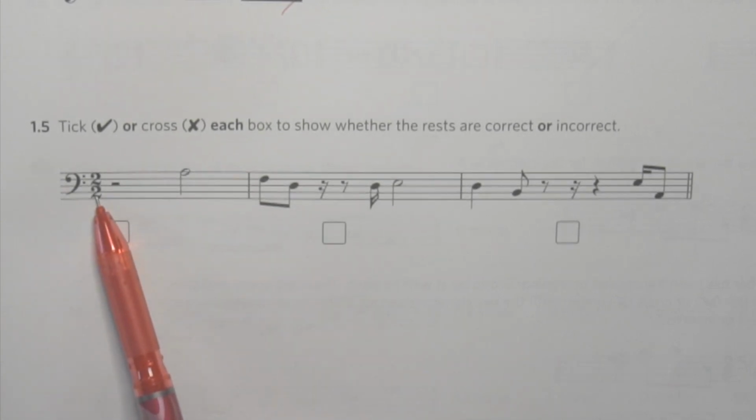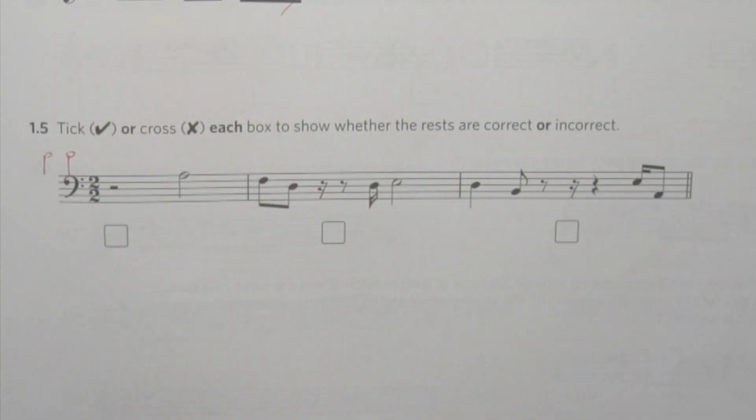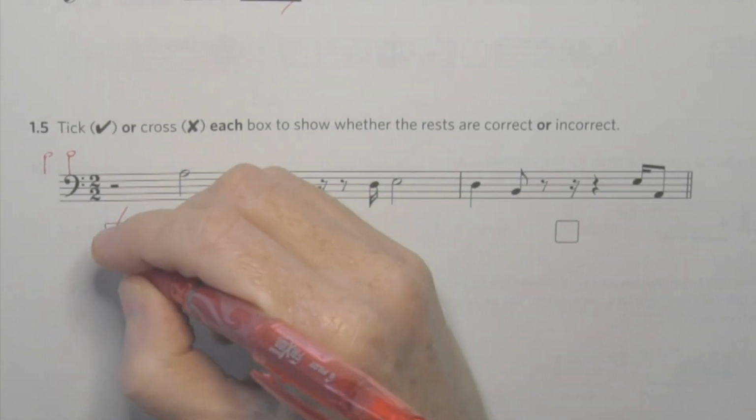The time signature is 2 halves, meaning 2 minims. So we need to have 1 minim and 1 minim. Here we have 1 minim and 1 minim. Correct. Fantastic.